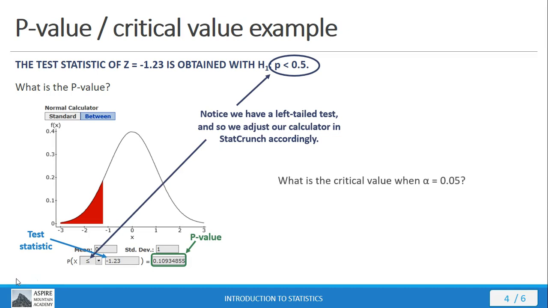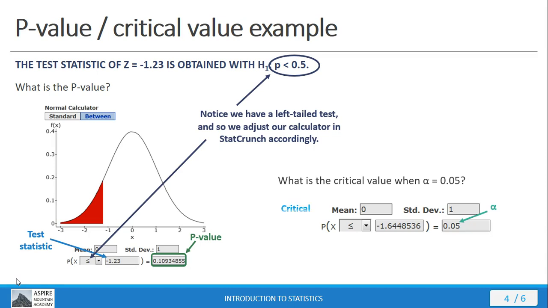What's the critical value when alpha is 5%? Well, again, we can go into StatCrunch and put in the 5% there for the area, and then out comes our critical value, which is the boundary for the critical region, which is the area that is the alpha, or the significance level. So there's our alpha, 5%. That's a significance level, and that area is bounded by the critical value, which you see there on the left. So critical value on the left, significance level there on the right.